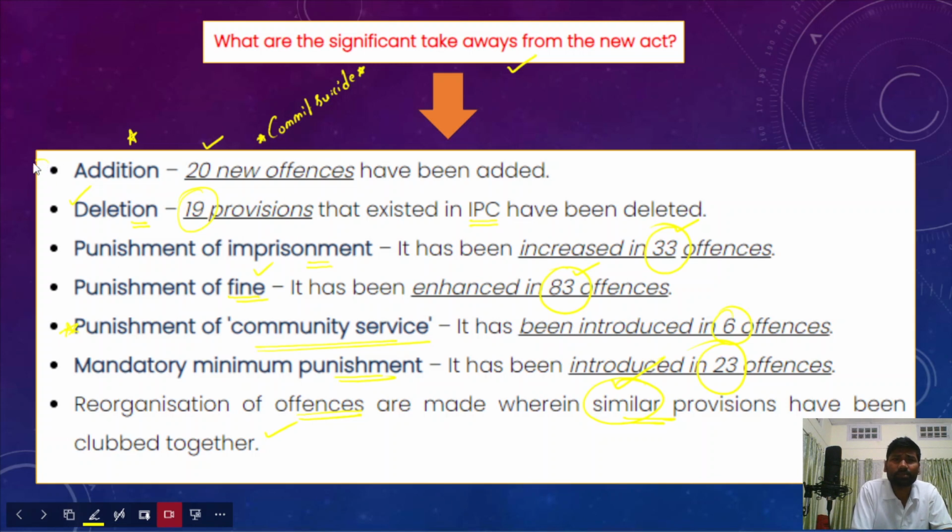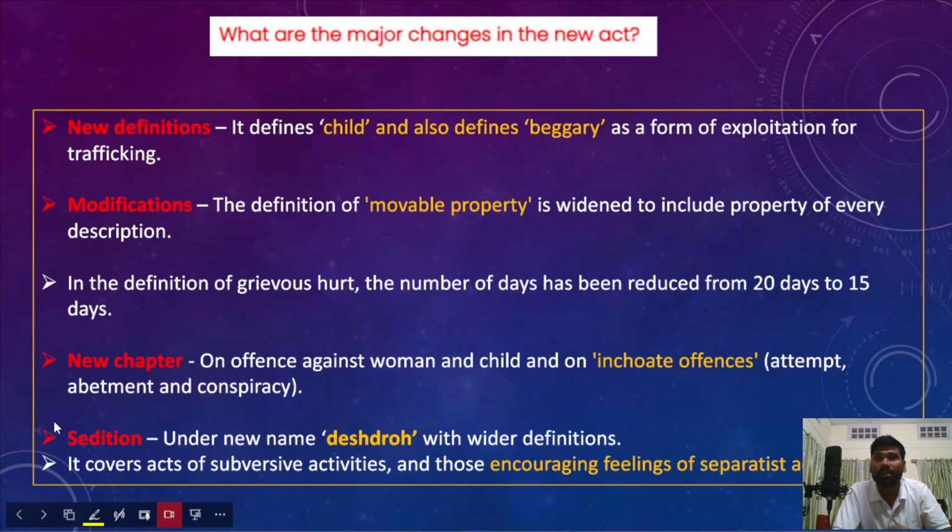So these are the key takeaways from the Bharatiya Nyaya Sanhita that were recently passed by the parliament and received presidential assent. Now we will try to understand the most important changes that were actually made in this new act. Okay, so certain important changes were made in this new act.